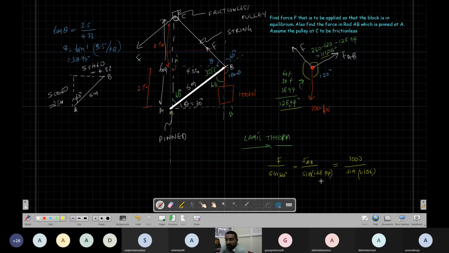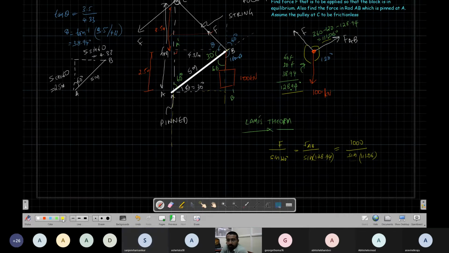What is the value of F? So is the weight 100 or 1000 kilonewton? It is in the question. How much is given? Okay, it is 100 kilonewton.